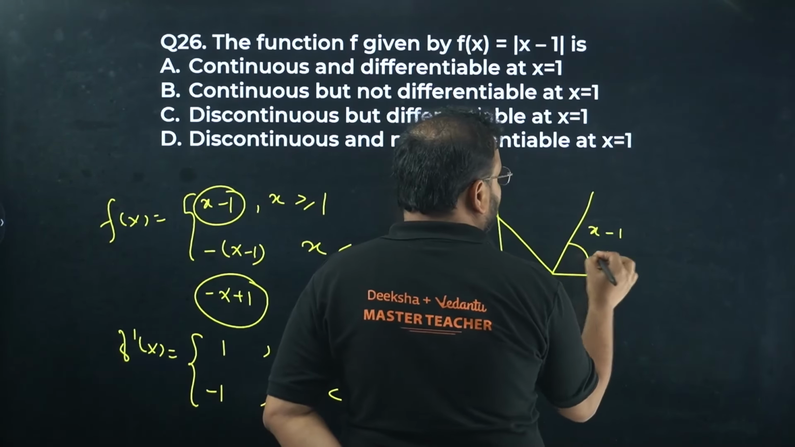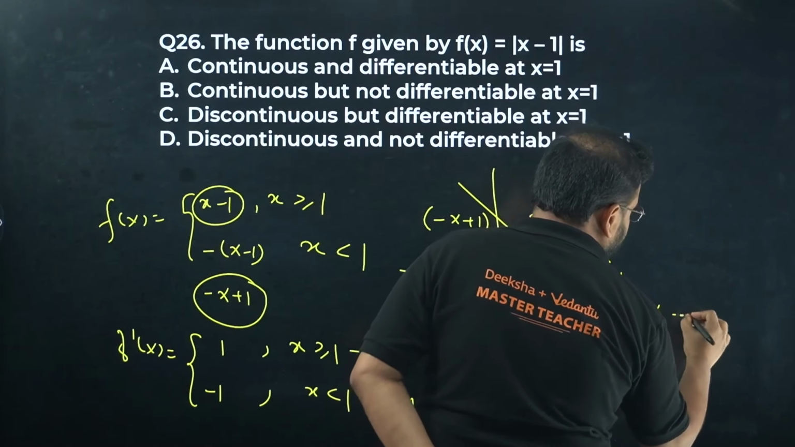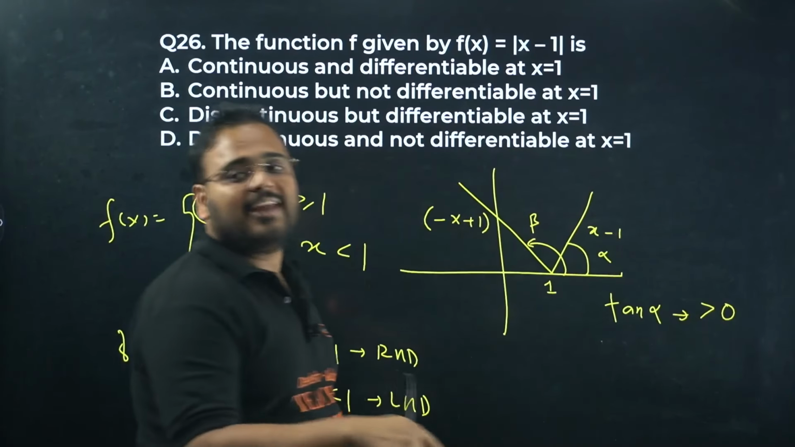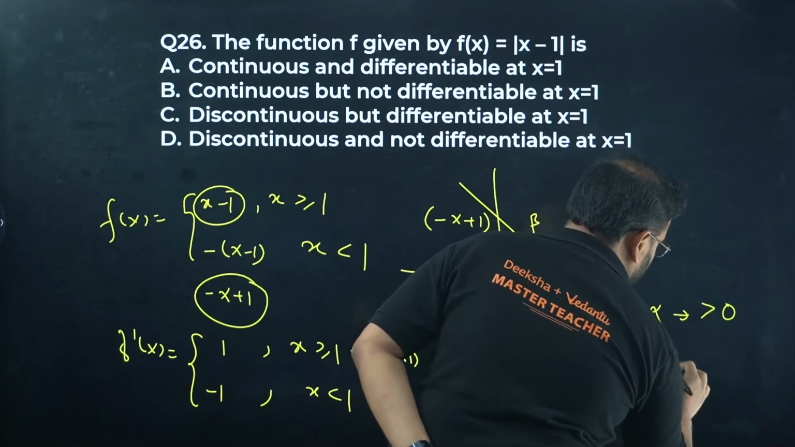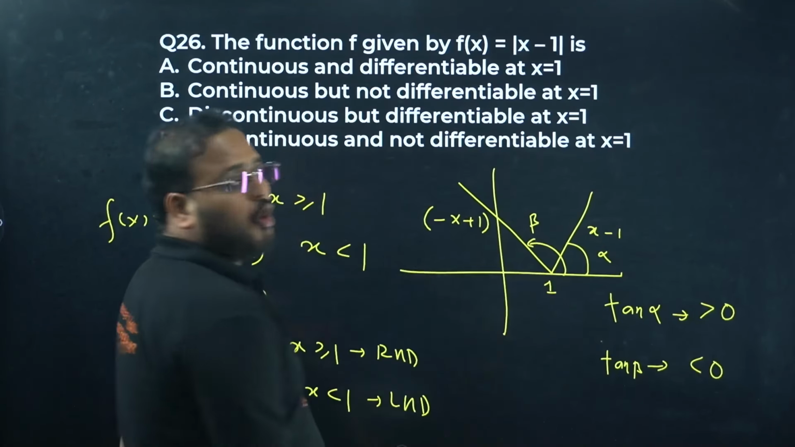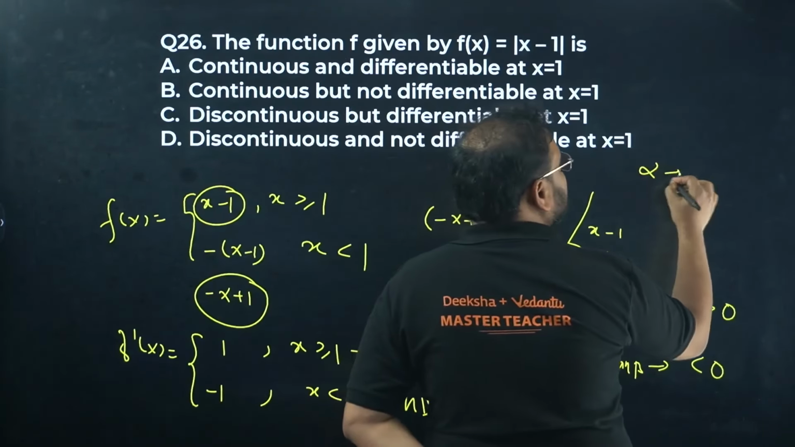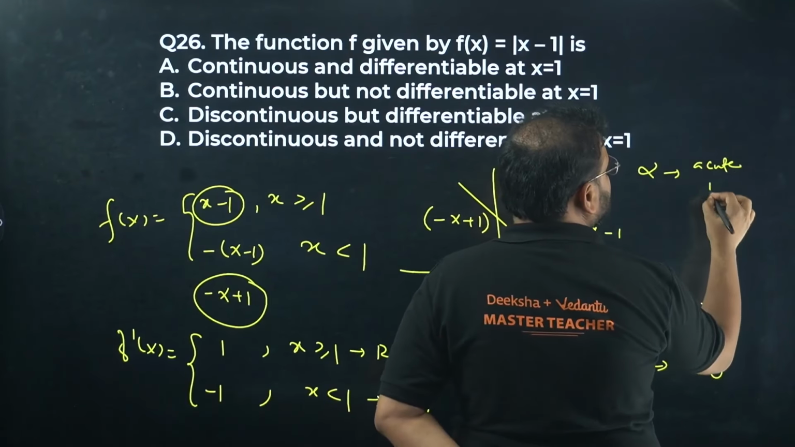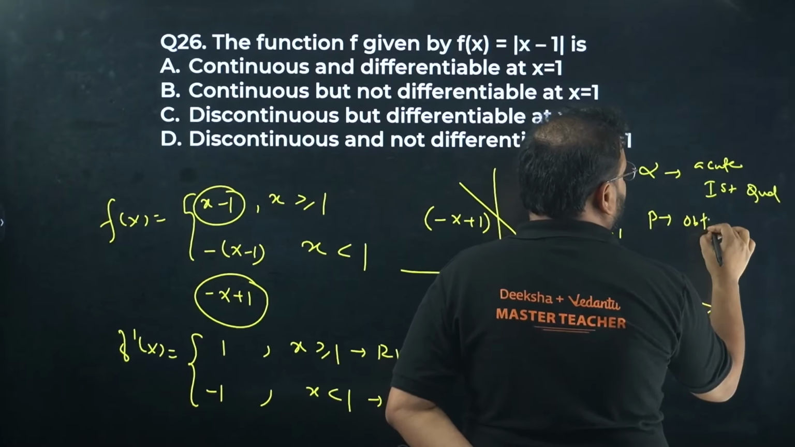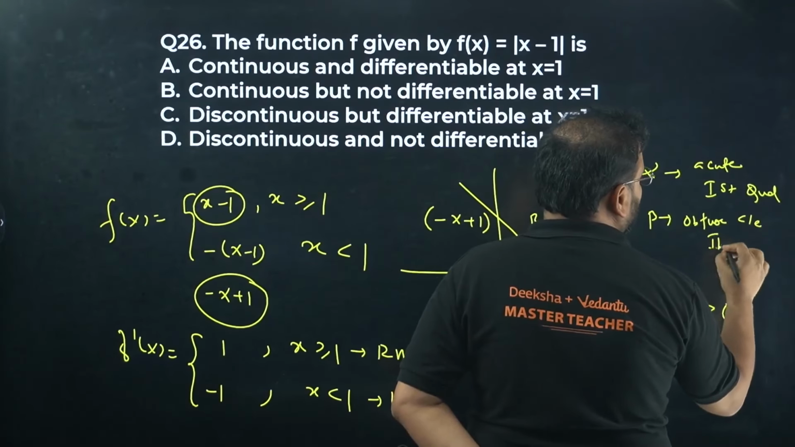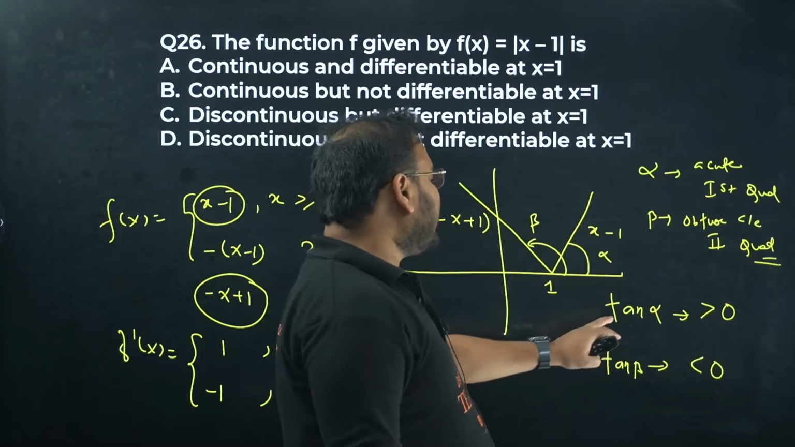This angle if I take alpha, this angle if I take beta, tan of alpha is positive. Why? Alpha is an acute angle, which means first quadrant. Tan of beta is negative because beta is an obtuse angle, which means second quadrant, and in the second quadrant tan is negative. So what does this mean?